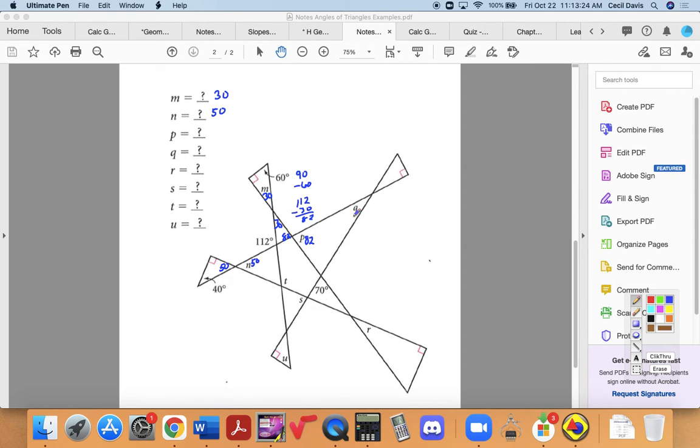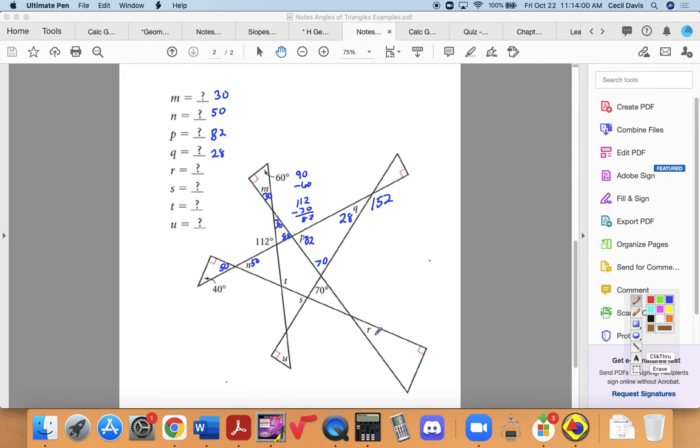All right, so now for Q, I would probably go, okay, well, this is vertical. 82 and 70 makes 152. So I go, oh, well, then that angle's 152. You can take it out of the 180 and subtract it. Subtract from 180, and that gives you Q is what, 28? So P was 82. Q is 28.